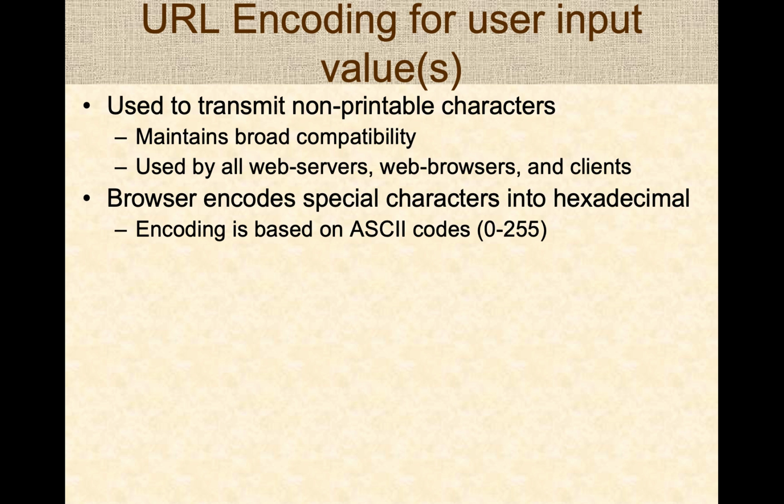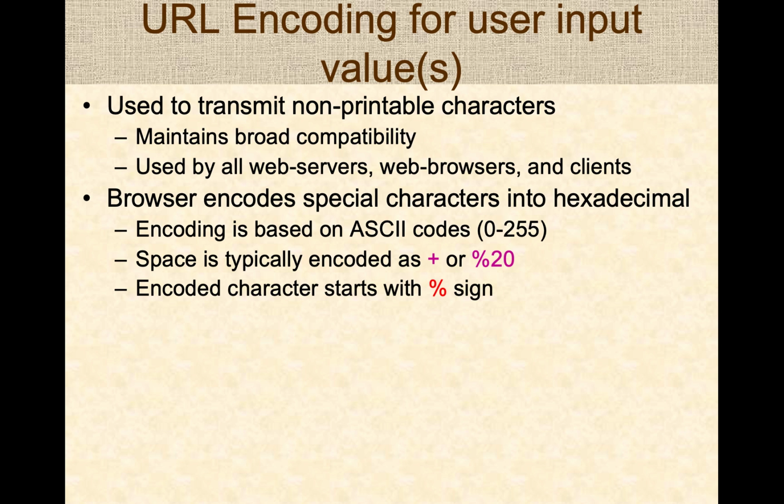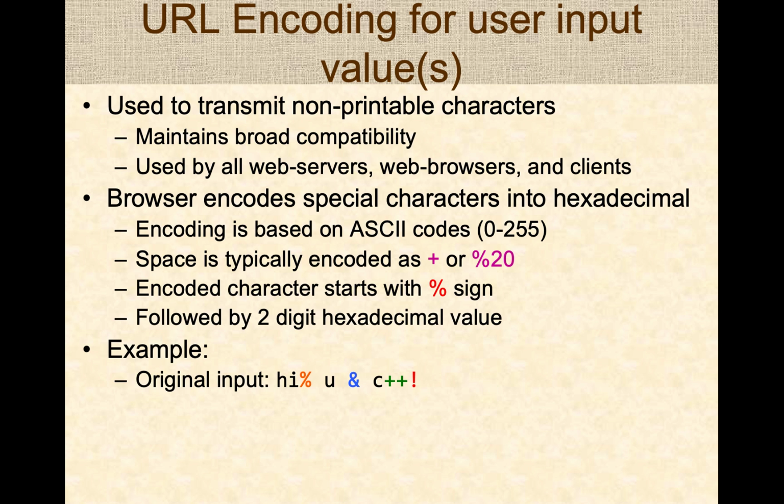The browser, of course, encodes the special characters in hexadecimal. Recollect that each one of these characters is 8 bits, so it can store values in the range 0 to 255, which are also called ASCII codes. A space is typically encoded as a + sign or %20, where 20 is the hexadecimal value for the ASCII code of space. Every one of these special encoded characters starts with a % sign followed by 2-digit hexadecimal values.